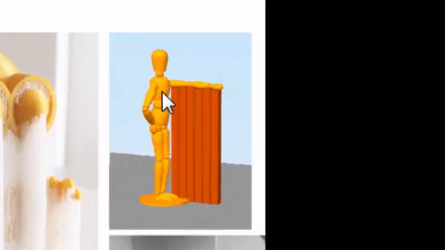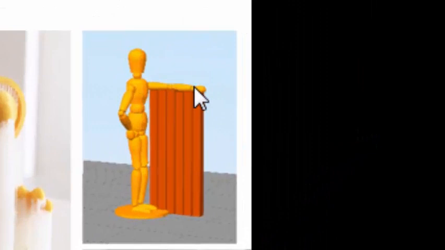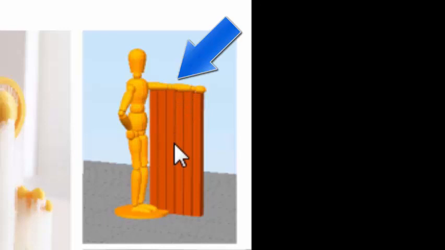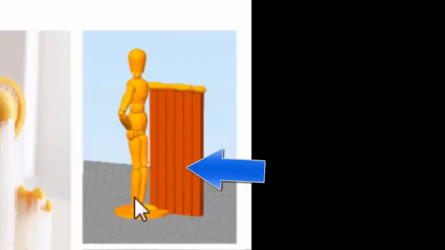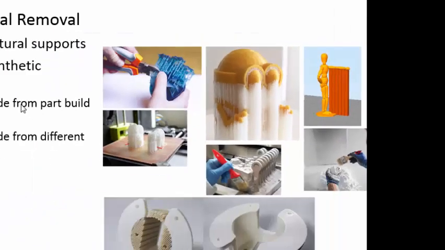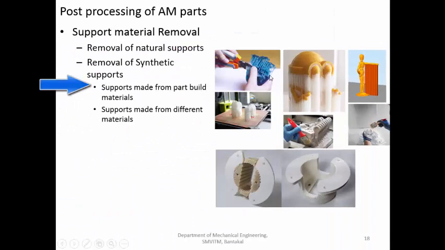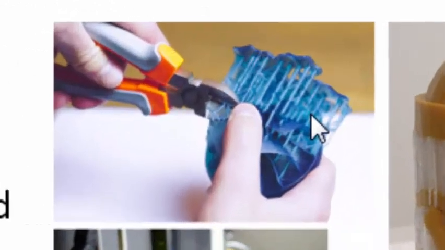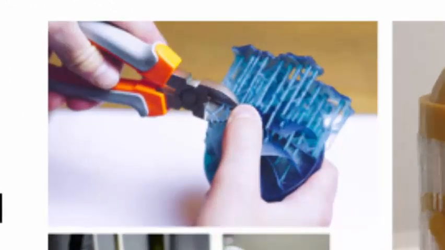If you see this figure, a person is standing here, he has got an arm which is extended out. If you are trying to create this component as it is, the hand will simply fall down, it is not possible to create. So below that hand you have the support structure. The support structure and the main part that was required are made up of the same material. That is what we say, supports made from part build material. Again in this case you can see he is using some tools and trying to remove the support structures. Even in this case it is the same thing.